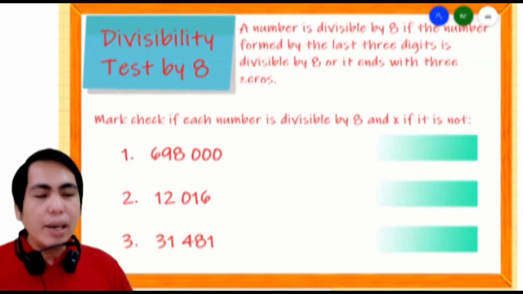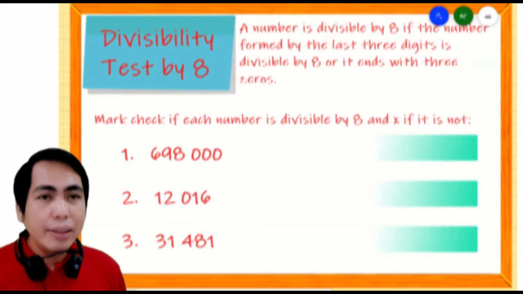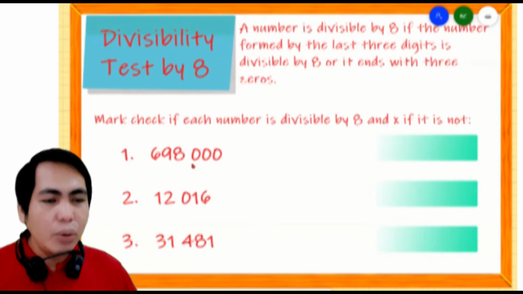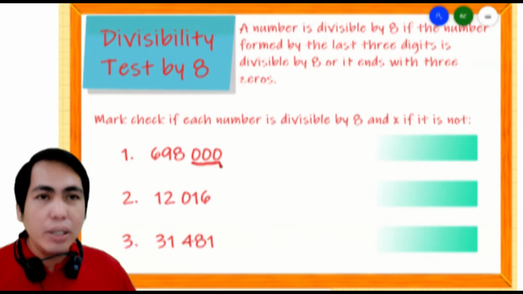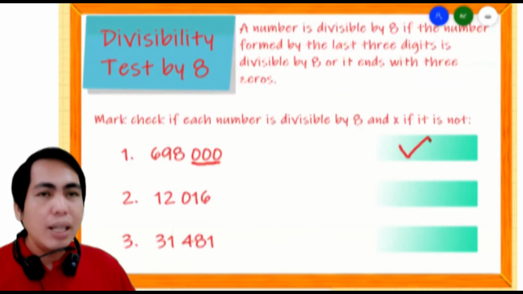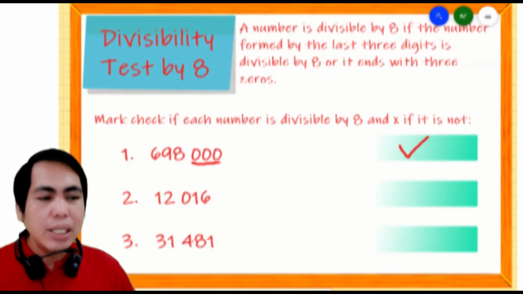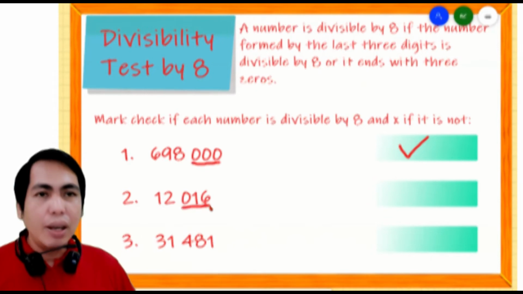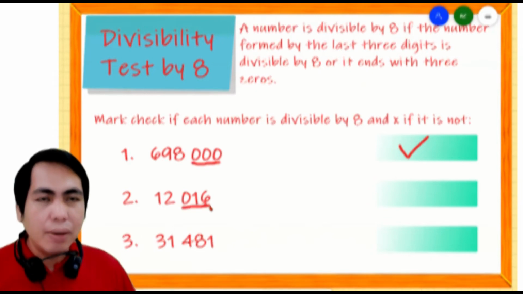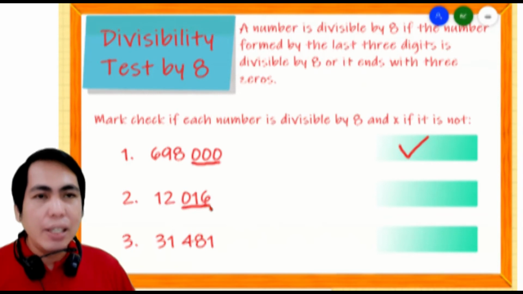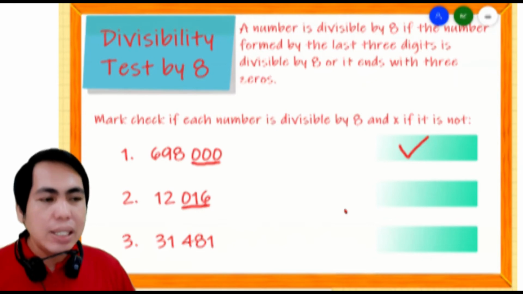So let us take example number 1. 698,000. In 698,000, the last 3 digits are all zeros. So automatically, 698,000 is divisible by 8 because it ends with 3 zeros. Next, number 2, 12,016. The last 3 digits form a number 16. And 16 is divisible by 8. So automatically, the 12,016 is divisible by 8. So this is a check.